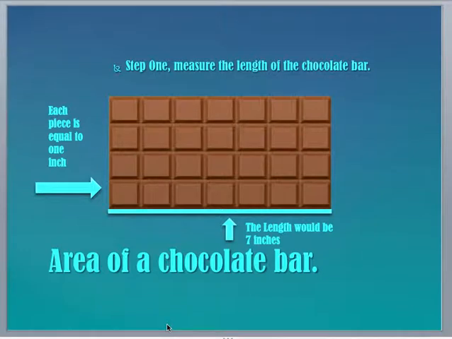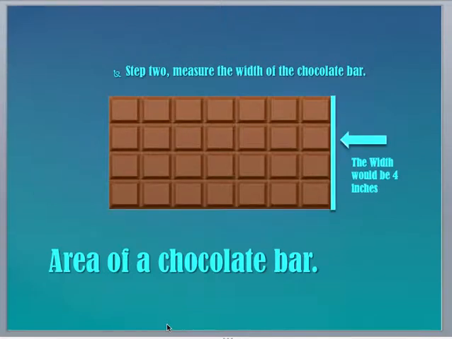Step 1. Measure the length of the chocolate bar. Each piece is equal to 1 inch. The length would be 7 inches. Step 2. Measure the width of the chocolate bar. The width would be 4 inches.